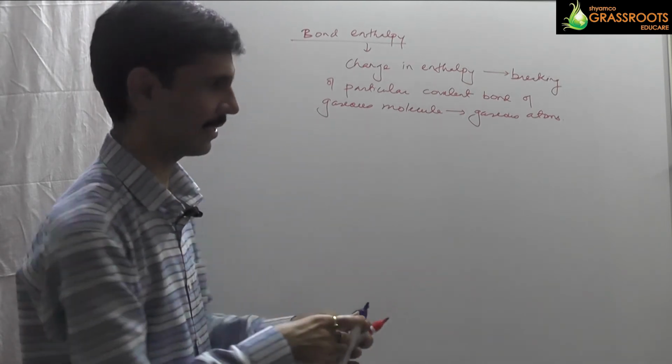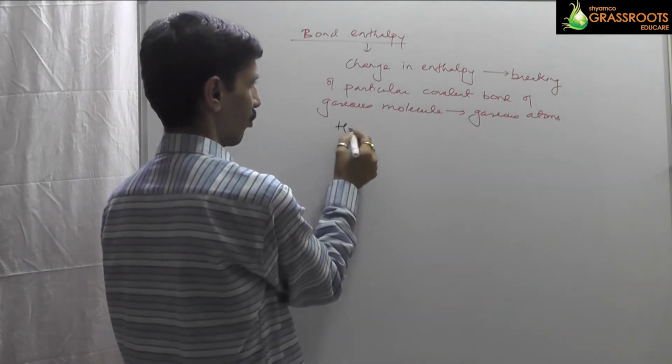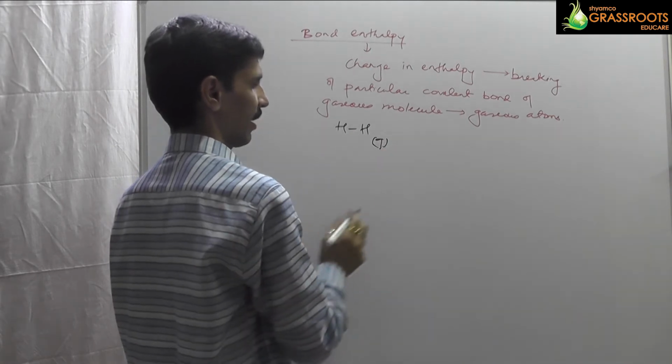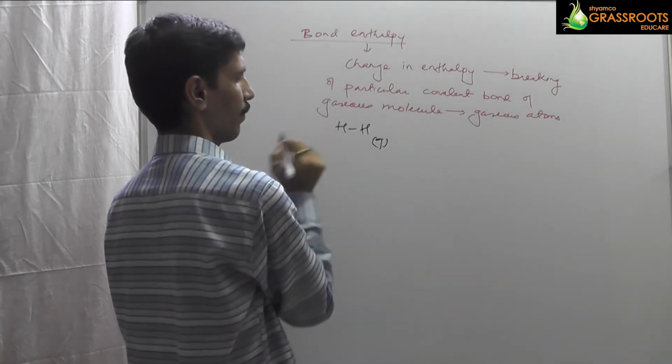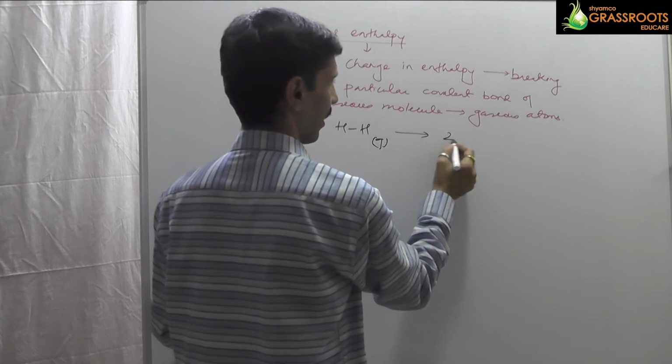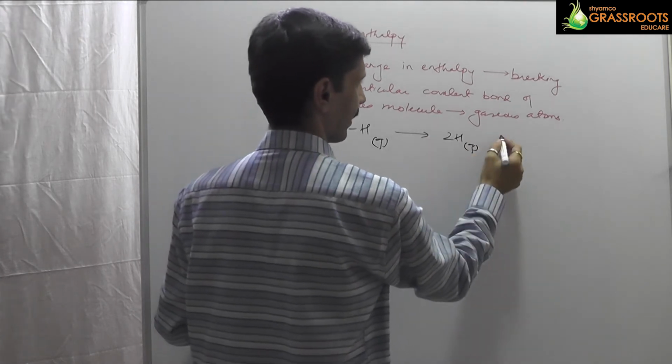मैं आपको कुछ एग्जांपल दे देता हूं, and that is, let's say hydrogen gas in the gaseous state में ये है, of course there is a particular covalent bond, उसको हमें ब्रेक करना है तो हमें मिलेगा 2 hydrogen gaseous atoms.